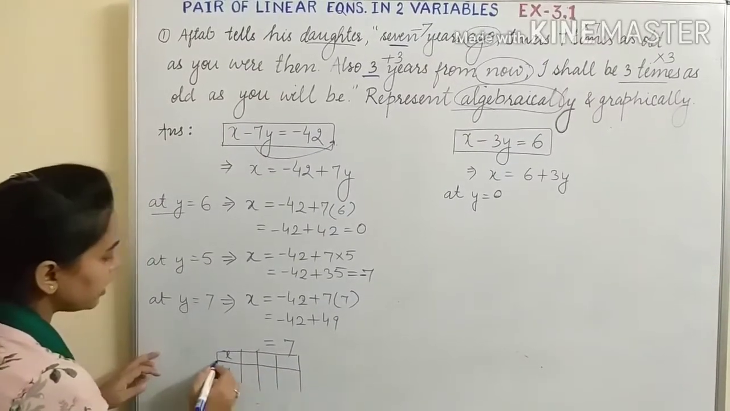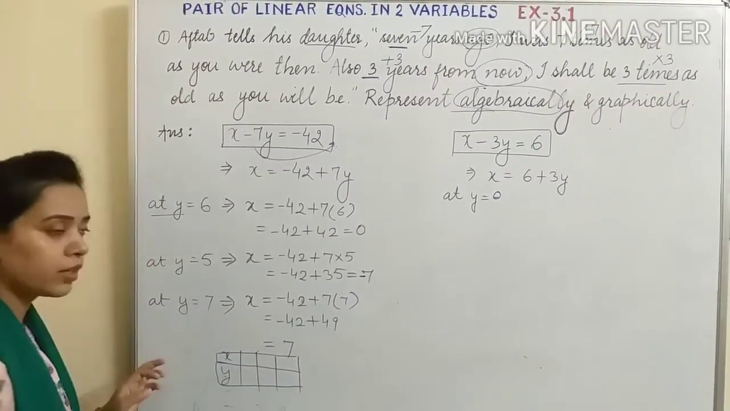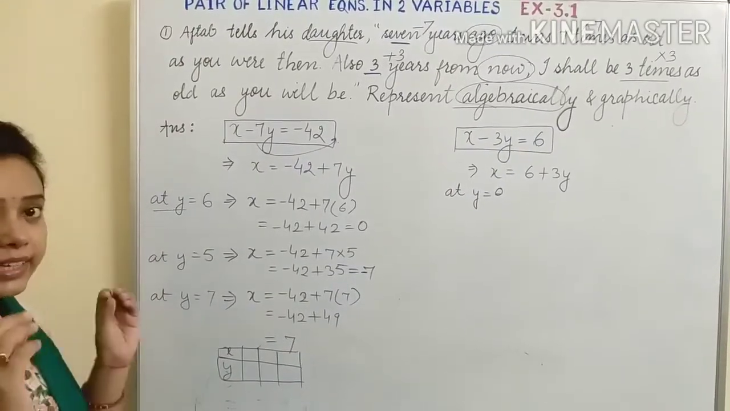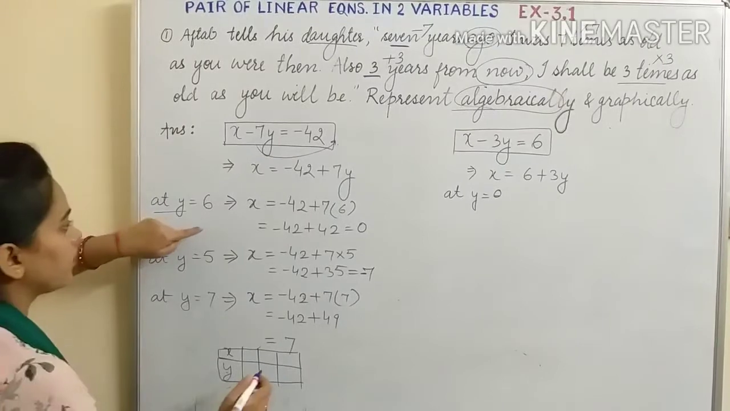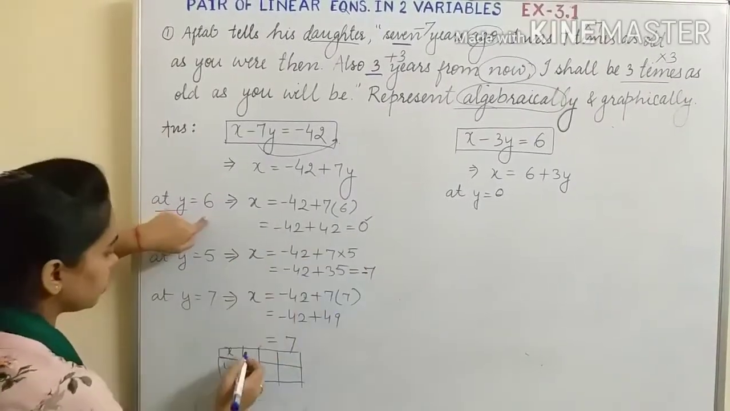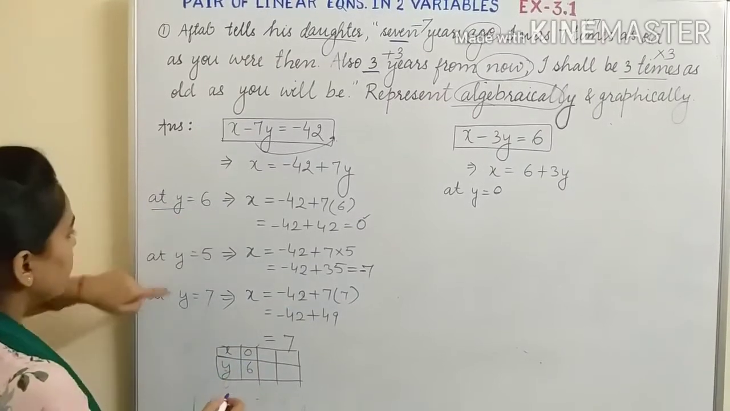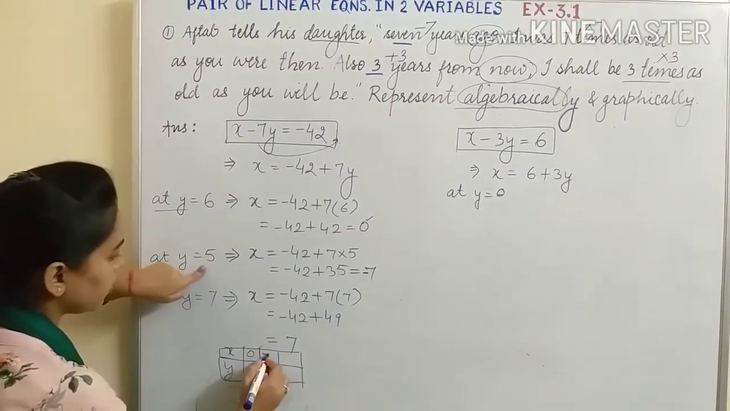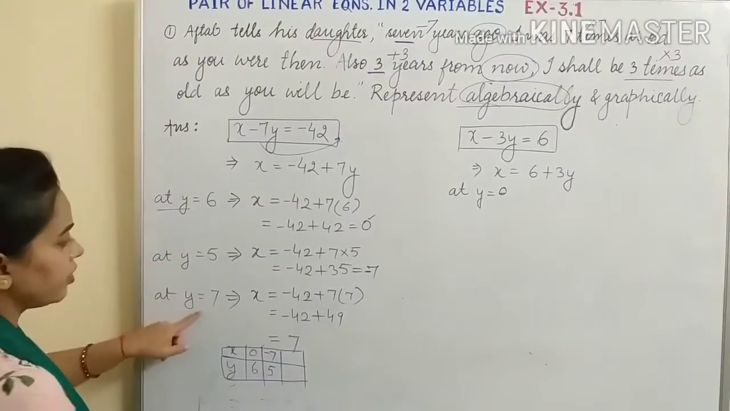You can take 3 values, 2 values, or 4 values, but at least 2 values are necessary. Now for y equal to 6, x is 0; for y equal to 5, x is minus 7; and for y equal to 7, x is 7.